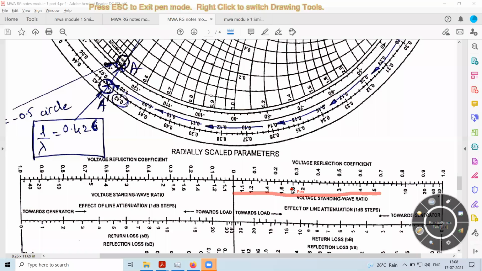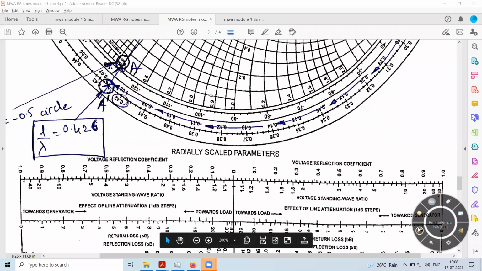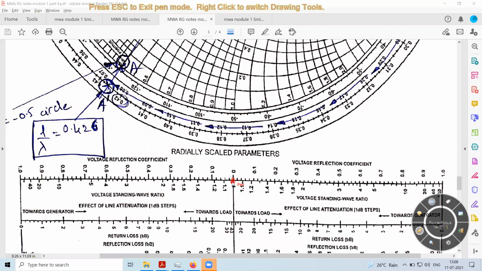On whichever chart you have, you have to refer to that chart and see where the voltage standing wave ratio scale is present. You start off with this center point, and you have to traverse and mark the point 4.48, because in this case they have given that VSWR is 4.48.